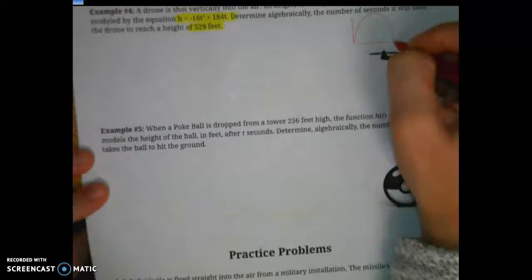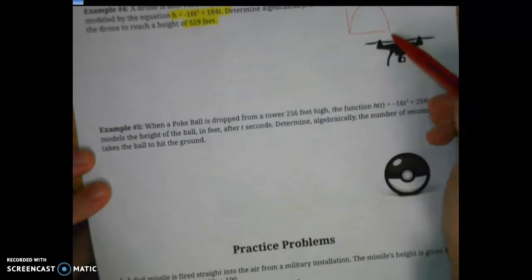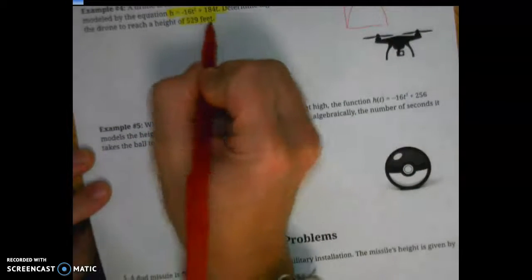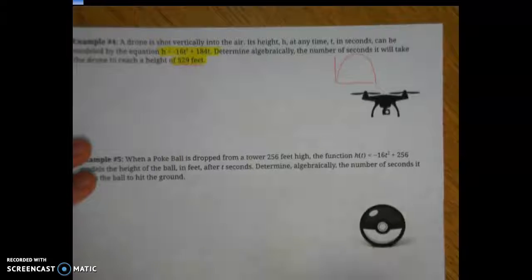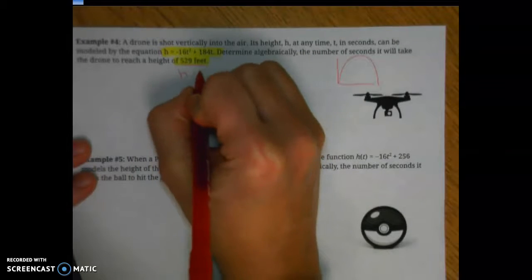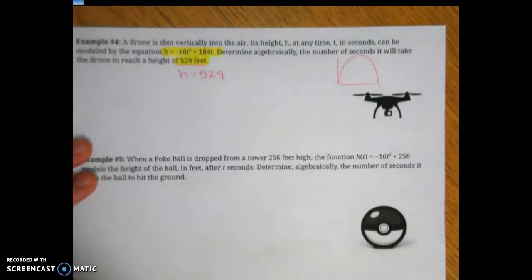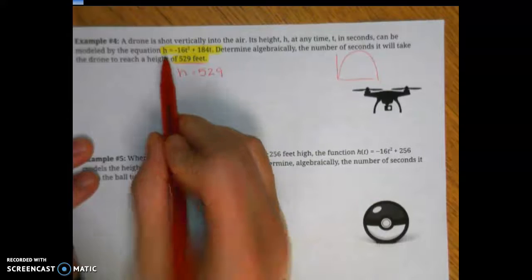Okay, so remember, the reason we're using this quadratic formula is when the drone is shot up, it's going to make this parabolic motion. So it's going to come up, it's going to come down. We want to know when it reaches this height. So ultimately, we just want to know when h is equal to 529. So we're going to substitute that for h into my formula.